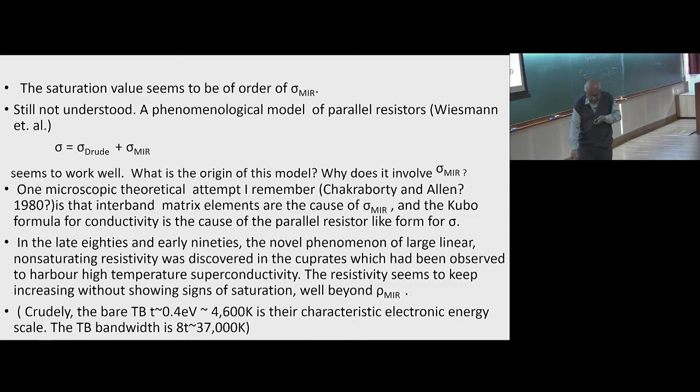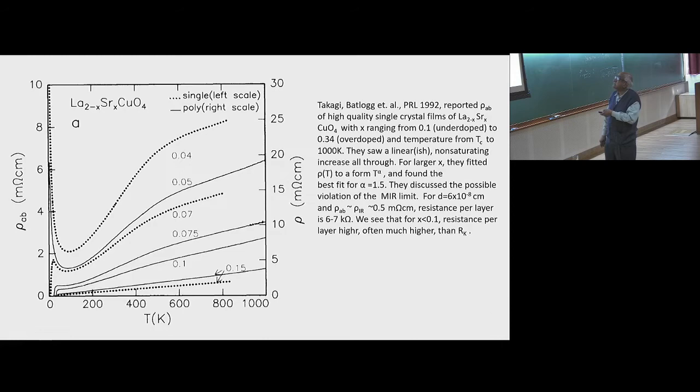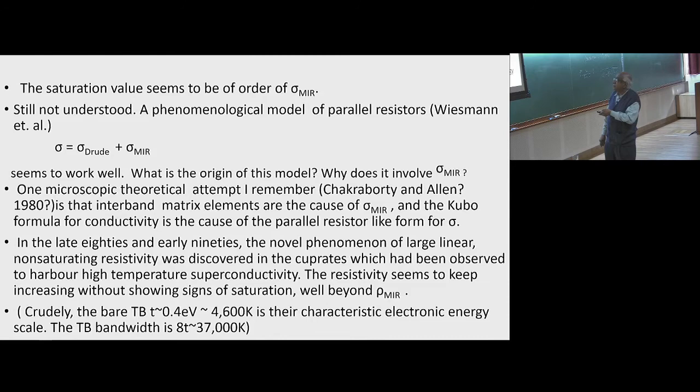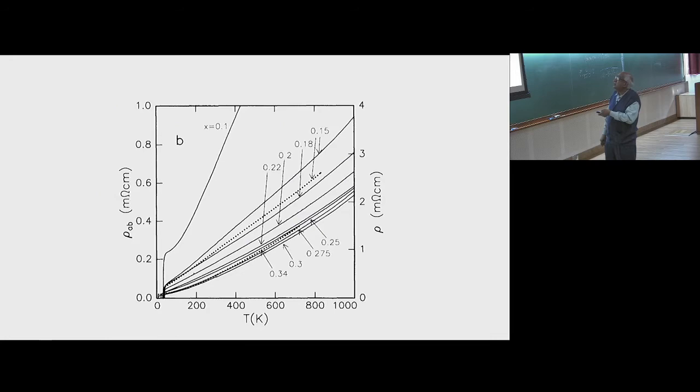But then it turns out that around the same time, people discovered that there are a number of other systems in which the resistivities are even larger and they don't saturate. And I think the first example of this kind is a measured example. That's strange because I did want to show the first example, which I'm not able to show. I don't know why it is not coming here.